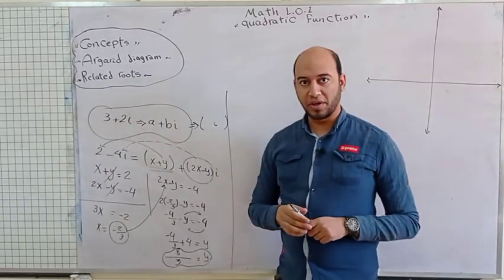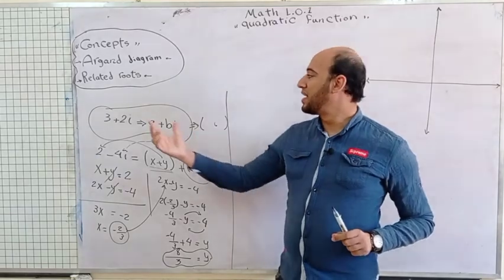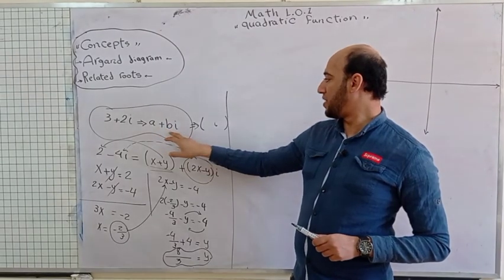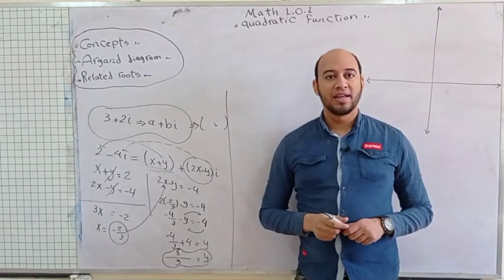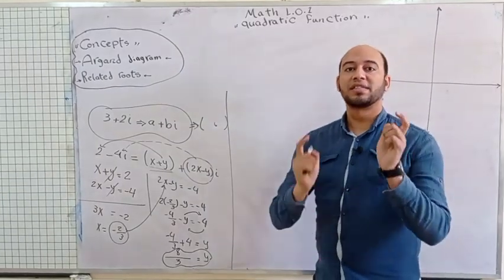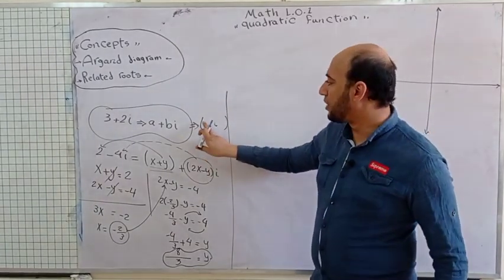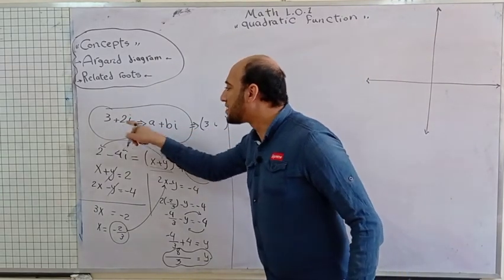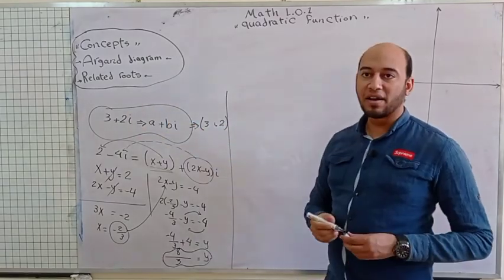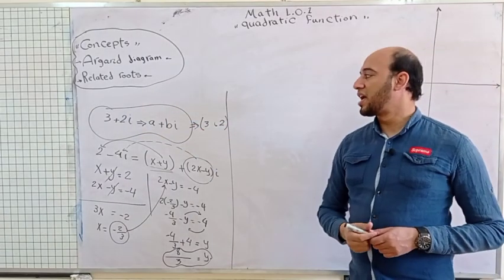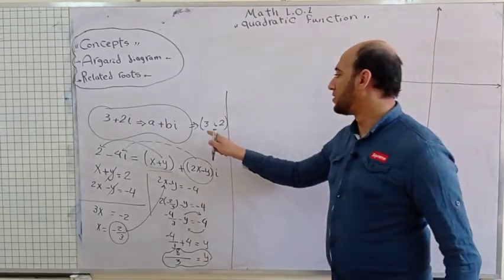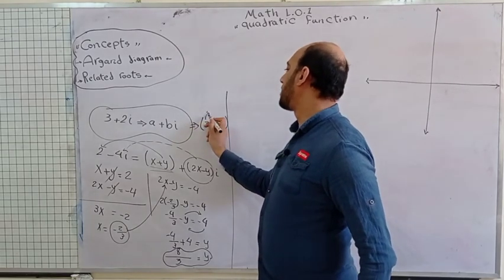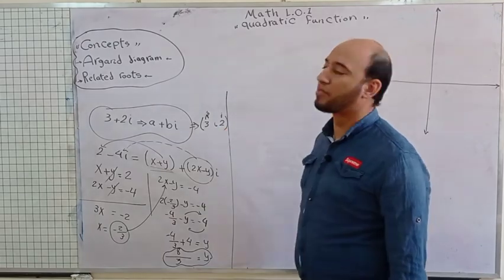The first way we represent the complex number is the algebraic way. The algebraic way is written as a plus bi. The second way to represent a complex number is an ordered pair. The first coordinate is the real part. The second coordinate is the imaginary part. Then this number as an ordered pair is 3 and 2. This number represents the real part, and this represents the imaginary part.